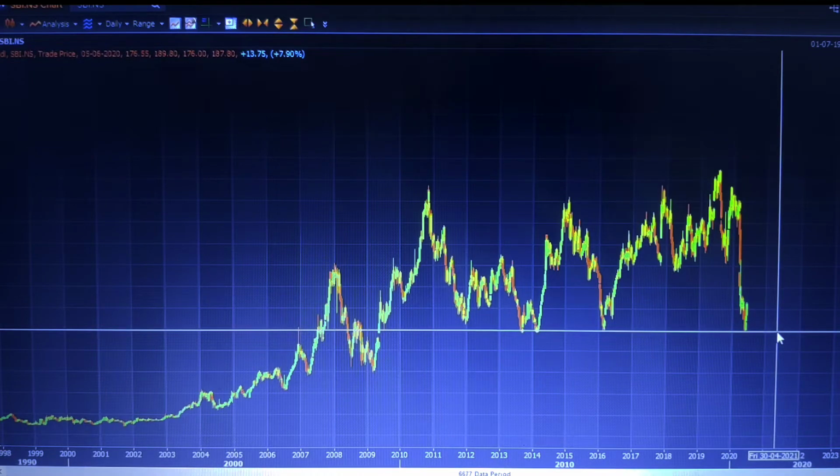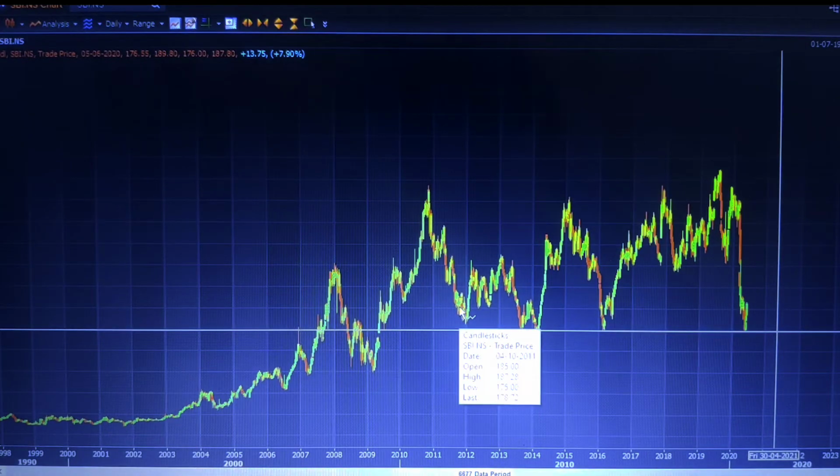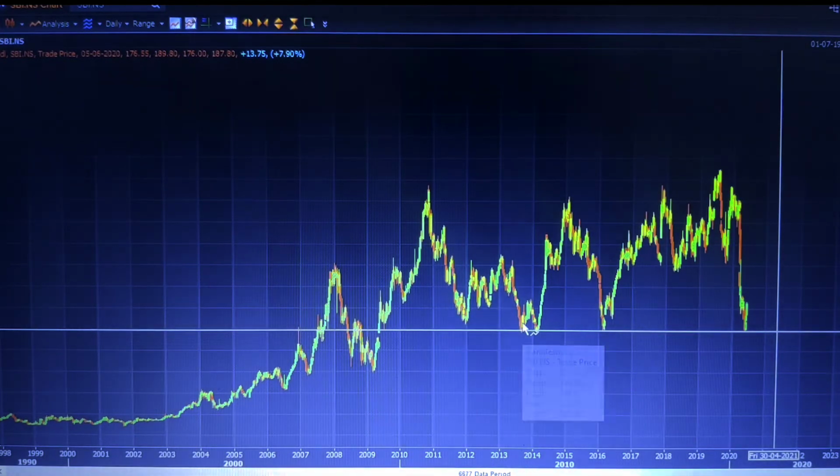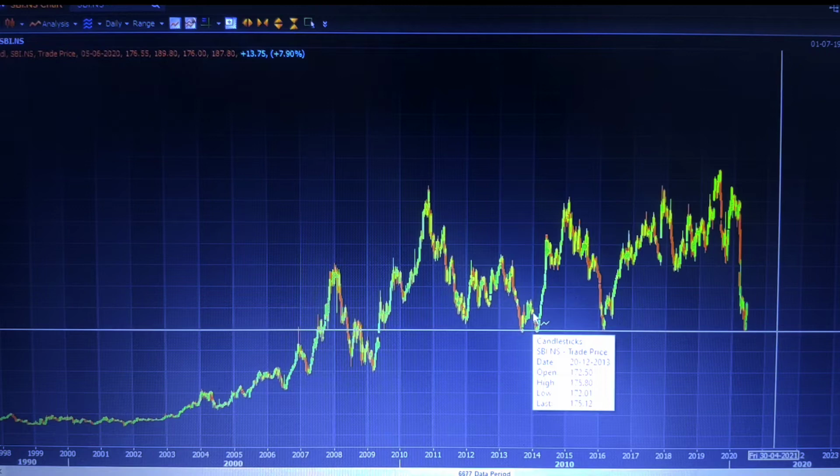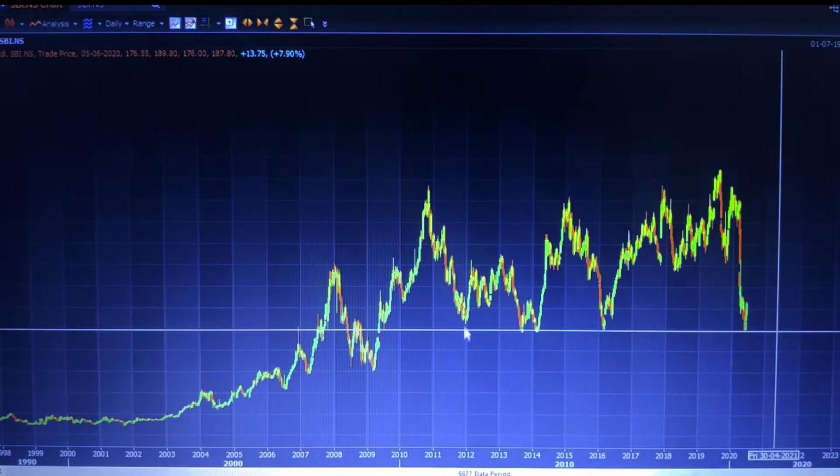So what is the importance of this 150 level? We can see before this also, around 150, it found support. This was in 2011. Then again it came back, in 2013, around 153, actually 145 marked the low. Then in 2014 again, it approached that same level, was supported and tested that level.